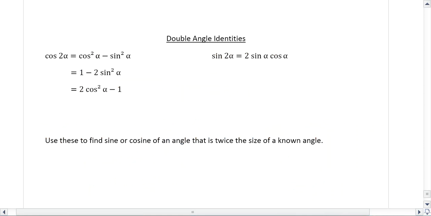So these are the double angle identities. These are from the bottom of your pink sheet. And now we're just going to do a couple examples to learn how to use them. These can be used to find the sine or cosine of an angle that's twice the size of any of the known angles on our blue sheet.